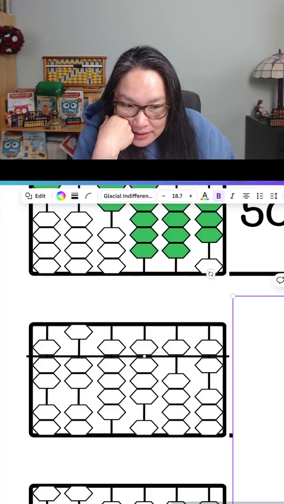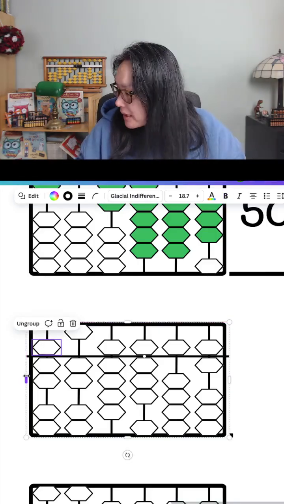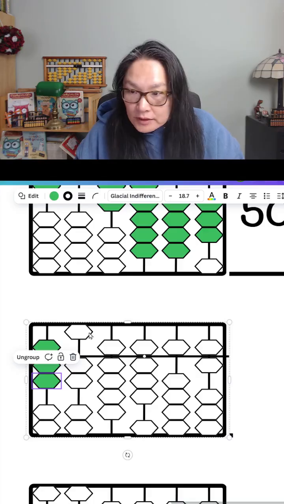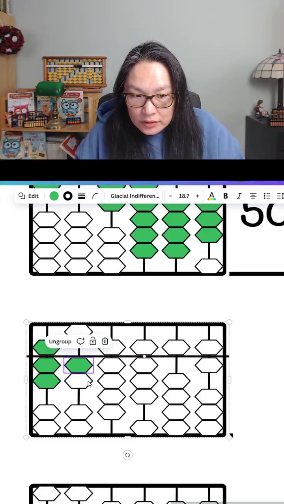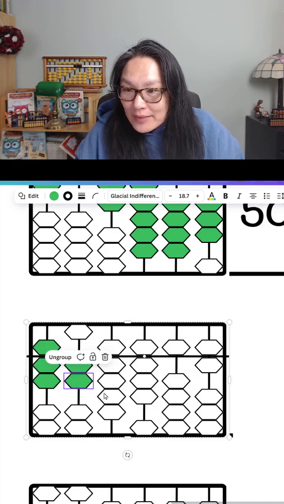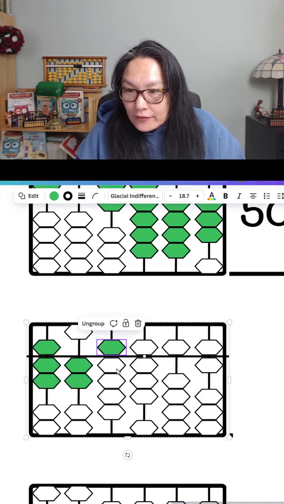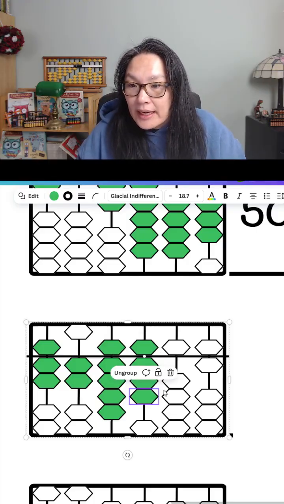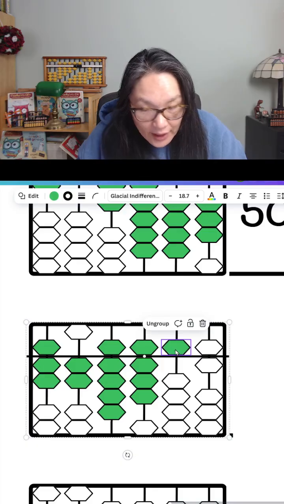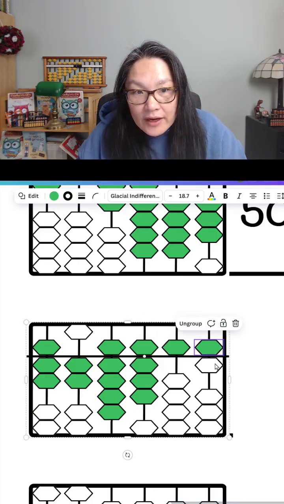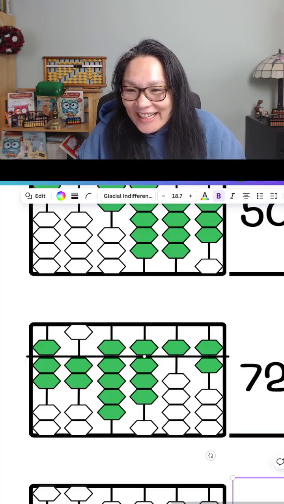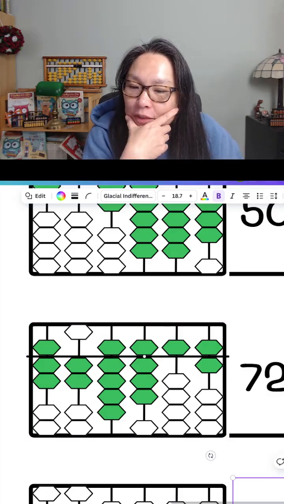Yes, because 5, 6, 7. And then we have our 2. Okay, good. Makes sense now. So this is our 9. 5, 6, 7, 8, 9. 8, 5, 6, 7, 8. Point, 5, 6. 5, and then 6. Right? You like that? But the idea is that in the book, you'll be coloring it in.